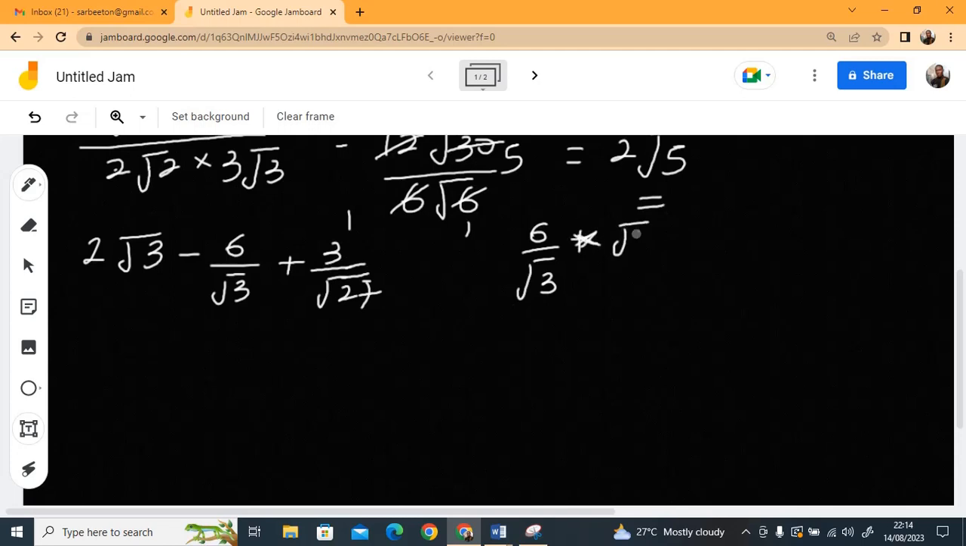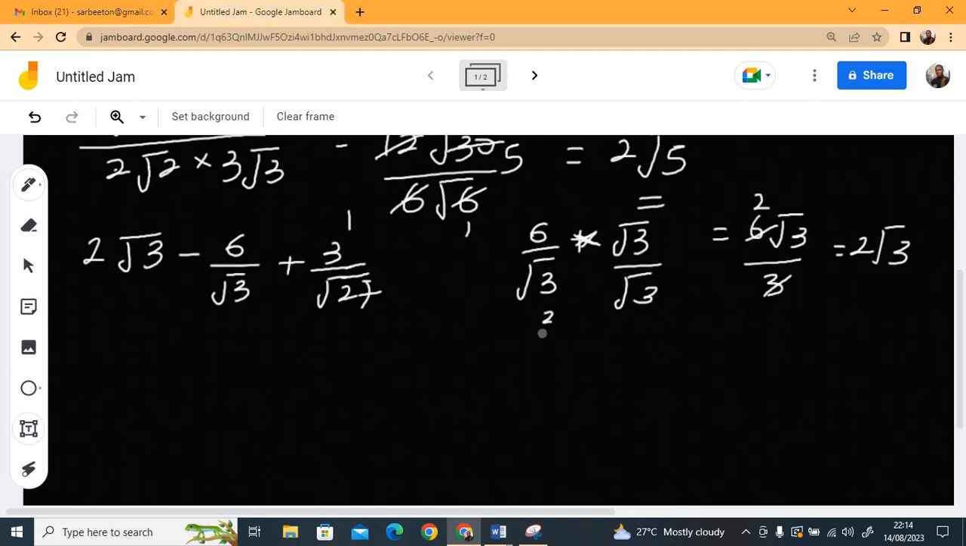Times root 3, because I'm rationalizing, times root 3. So if I multiply this, I have 6 root 3 over root 3 times root 3, which is what? It is 3. 3 cancels, 3 here is 1, 3 here is what? It is 2. So here you have 2 root 3. It means 6 over root 3 is 2 root 3. Let me rationalize this also.